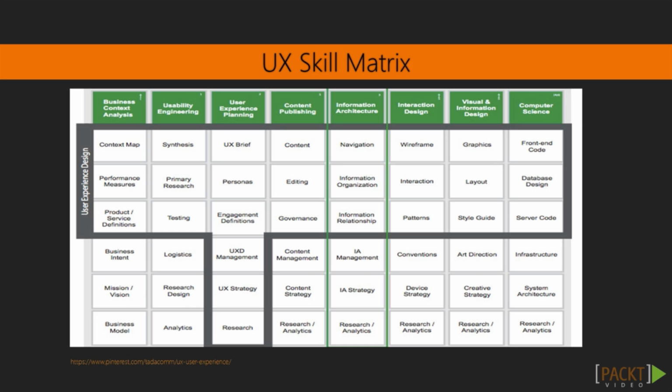Let's take a look at the UX skills matrix. You observe that a user experience designer has many skill verticals. Throughout this course, we will be concentrating on just a few verticals of this matrix: the business context analysis, some usability engineering, user experience planning, some information architecture, and some interaction design. Now you might ask the question, where do all these UX skills come from?